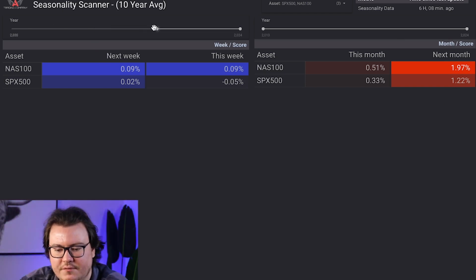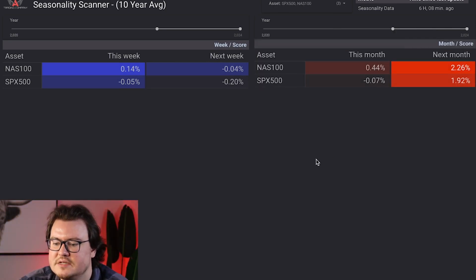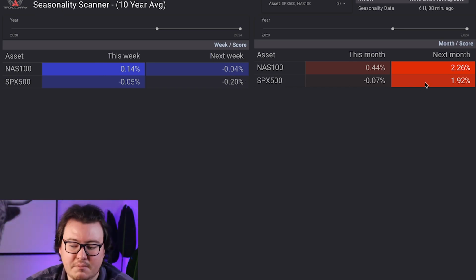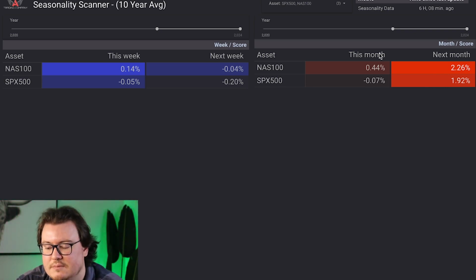Let's bump this time frame up a little bit. We'll go 2020 to 2024, get a little bit more recent information, and we see something very similar. So again, this week historically kind of break even. Next week, kind of the same thing. But next month, historically speaking, we see a 2.26% increase in the NASDAQ, and we'll call it about a 2% increase in the S&P 500 as well. So that's something to keep your eye out on.